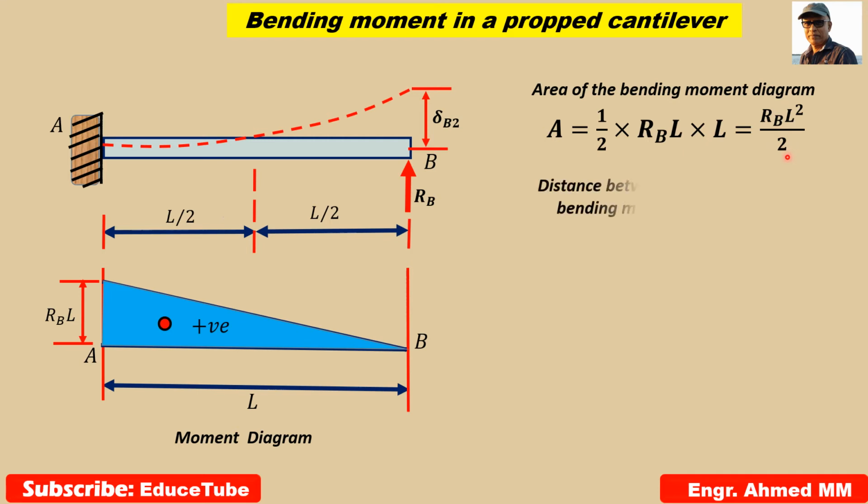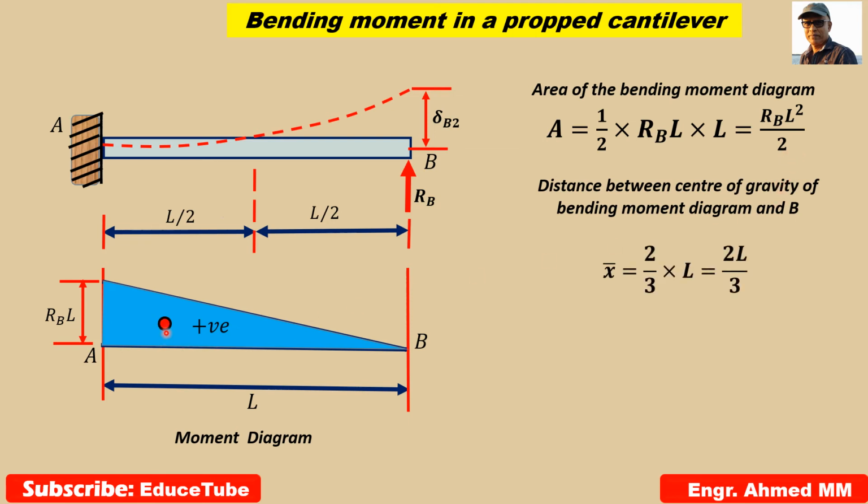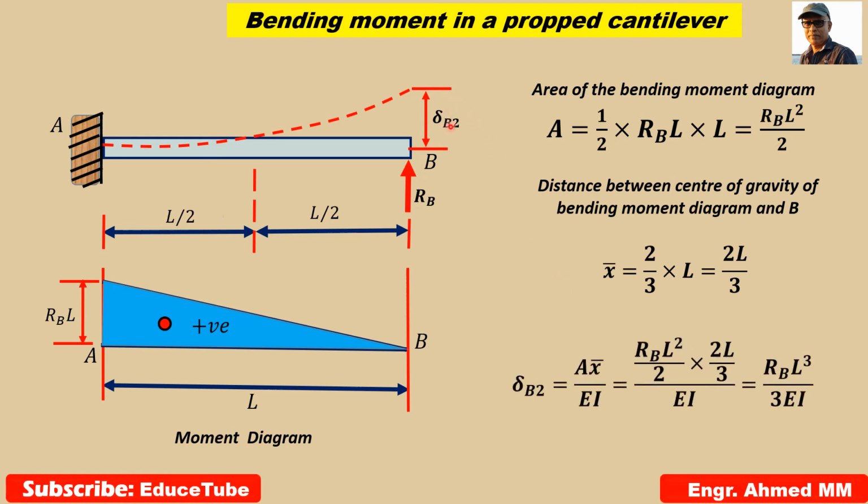Now we need to find the distance between the center of gravity of the bending moment diagram and B. So from here up to here, surely it is 2/3 of L. So I wrote here 2/3 of L, so 2L by 3. So easily we can write the equation for this deflection equal to A X bar by EI. Putting this value of A and X bar, EI, I got RBL cube by 3 EI. So this is the value for the deflection.